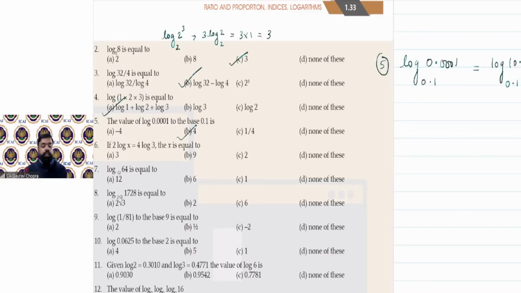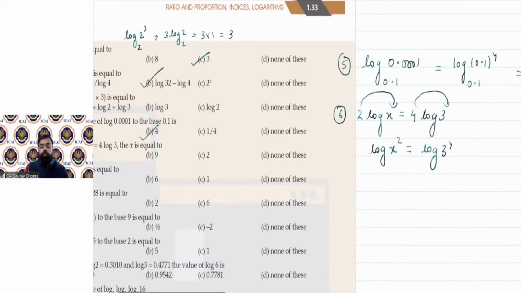2 log of x is equal to 4 log of 3. Now you have to simplify. So what can be done? Use the power property. This 2 will jump and go into the power. 4 will also go into the power. So log of x square is equal to log of 3 to the power of 4.